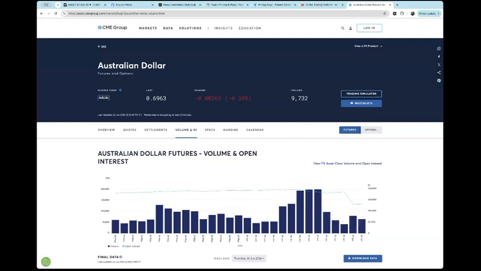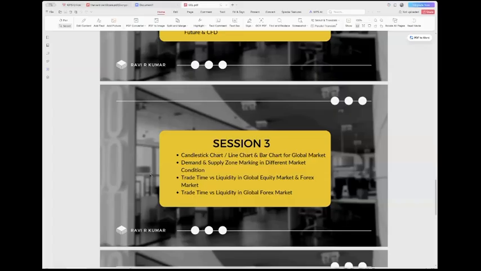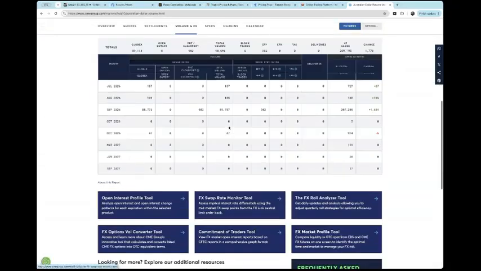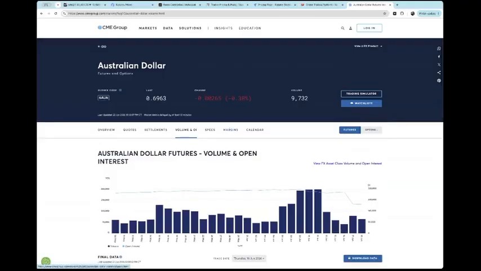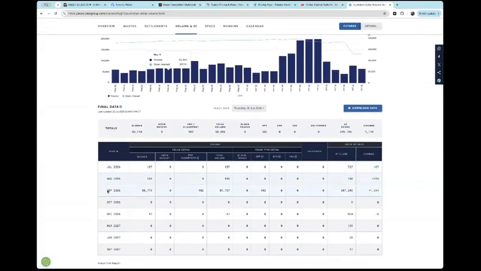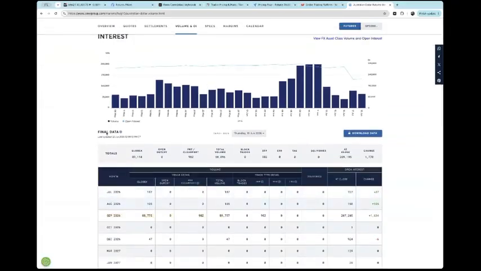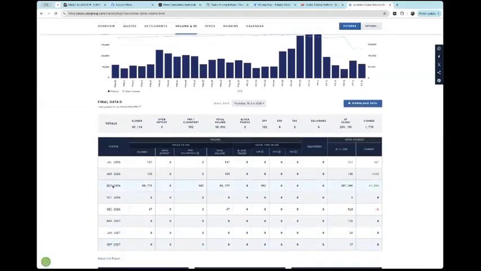Are you able to see my screen? This screen, CME, Australian dollar. It was visible. So we were talking about why it is written over here 6AU. Why not 6AM? 6AU means professionals are trading the September contract.